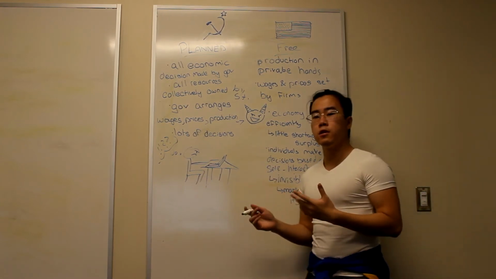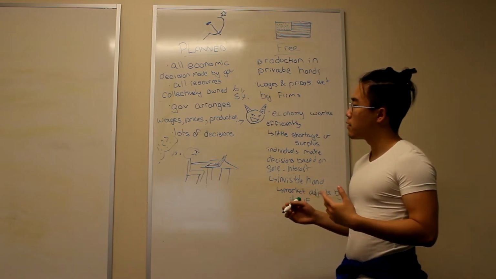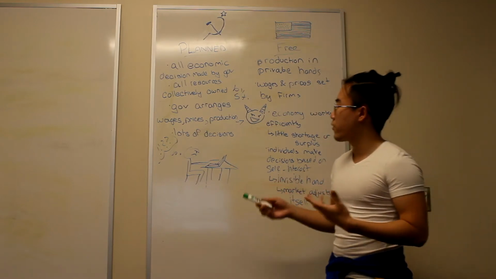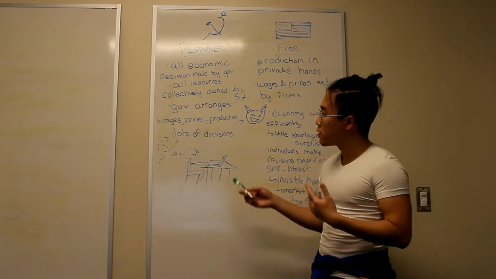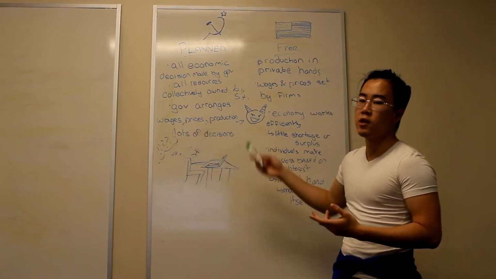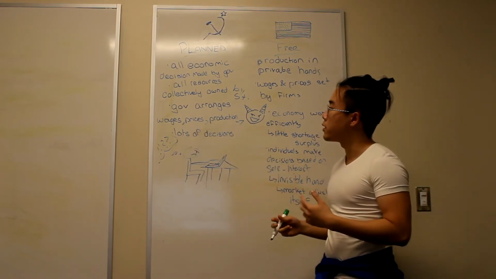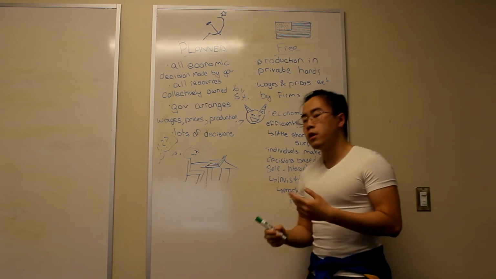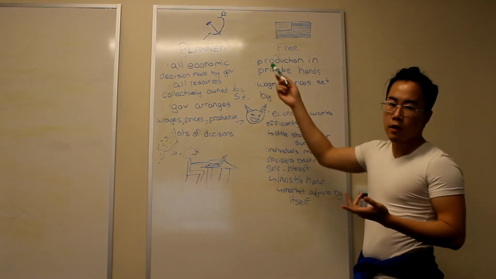As a result, there's a lot of inefficiencies because of the decisions that they have to make. Some of these decisions include wages, prices, and production, and a lot more for the whole entire economy. Also, if you want an example, there's the USSR.